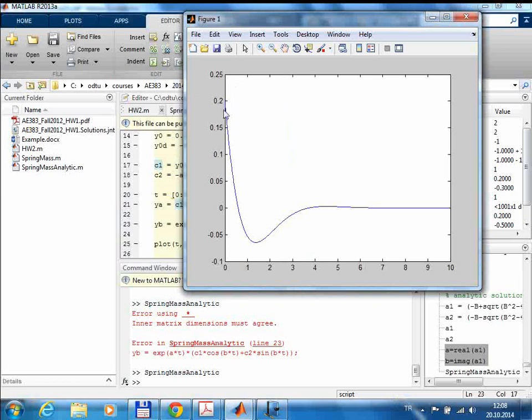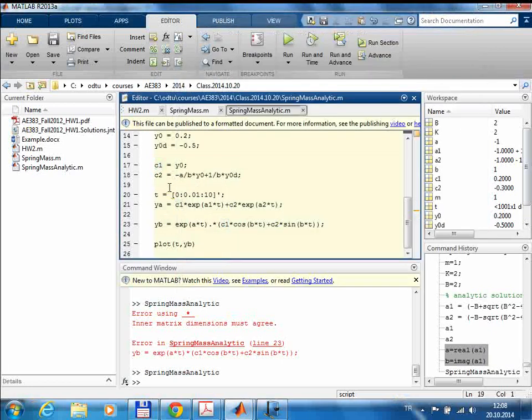I start from the same initial condition. But this time, remember, in the first case, it was going to 0 immediately. This time, it passes 0, and it comes back, and then still finally approaches 0. So maybe I should plot both responses together. But of course, to be able to do that, I need to change these C1 and C2 values.